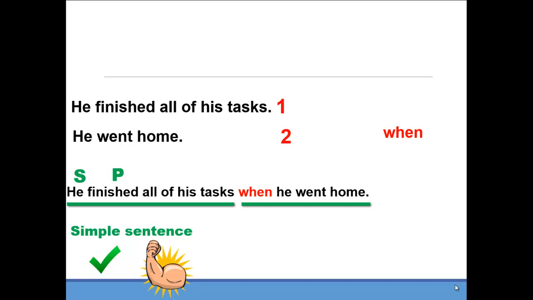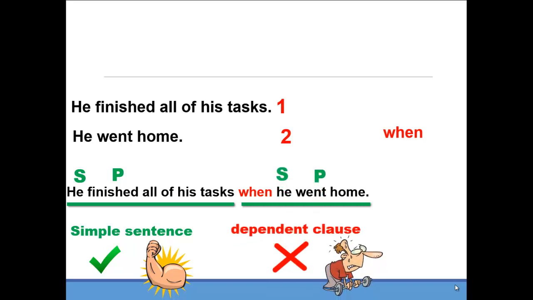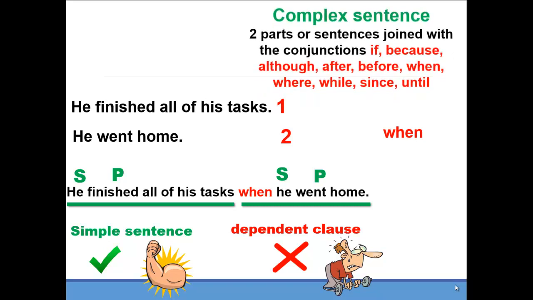When he went home. What happened when he went home? We don't know. So, no, this part cannot be used alone. So, we call it the dependent clause. Why? Because it needs, or it depends on, the other part of the sentence to make sense. The two parts joined together will form a complex sentence.